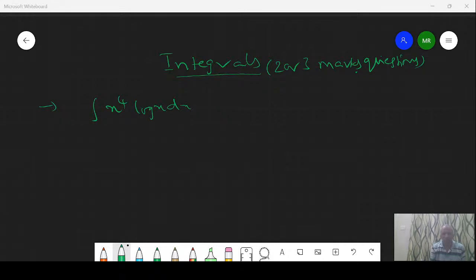I am going to explain the most important 2 or 3 marks questions in integration, term 2 syllabus. In the previous class I covered almost all the 2 marks questions. Here also I am going to cover 2 or 3 marks questions, and there are 15 to 20 questions that I am going to cover now. Just observe that. So, integration 2 or 3 marks questions, related to the term 2 syllabus.